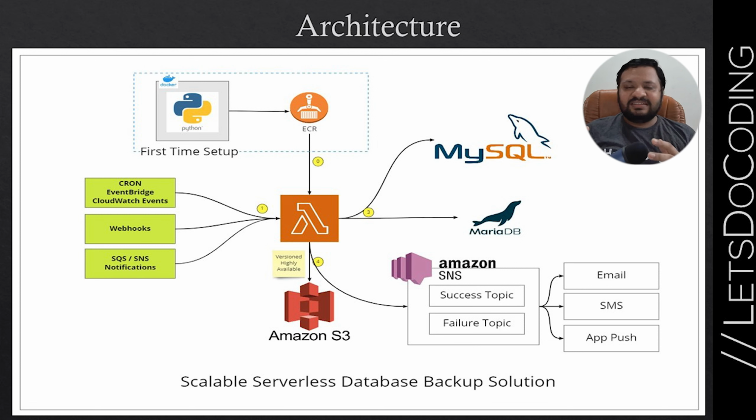Once the Lambda is triggered, it goes to your MySQL or MariaDB, whatever be the case. It goes to the database, executes the script, and gets the dump, the SQL file. Once the backup is done, we compress the file and store it to our S3 bucket. Once this is done, we need some sort of notification. Regardless of whether it succeeded or failed, we push out a notification.